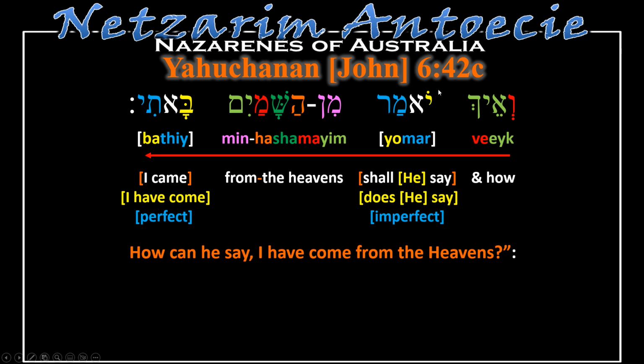And the yod in the beginning is an imperfect form. So you could say, does he say or shall he say? So it's imperfect. Min ha-shamayim, from the heavens, bati, I came or I've come. That's a perfect form. How can he say, I have come from the heavens?